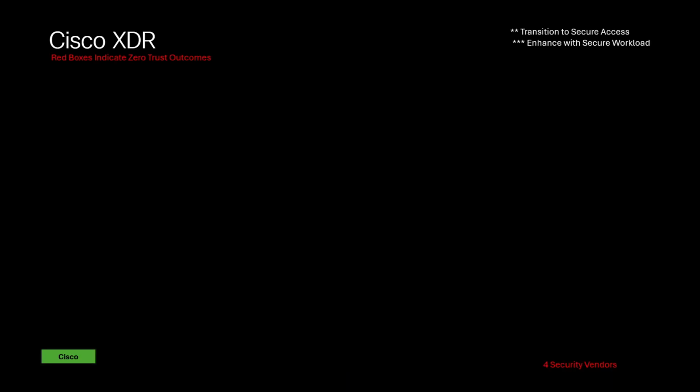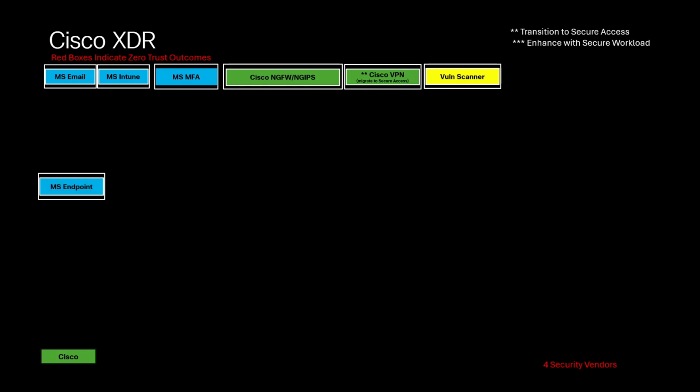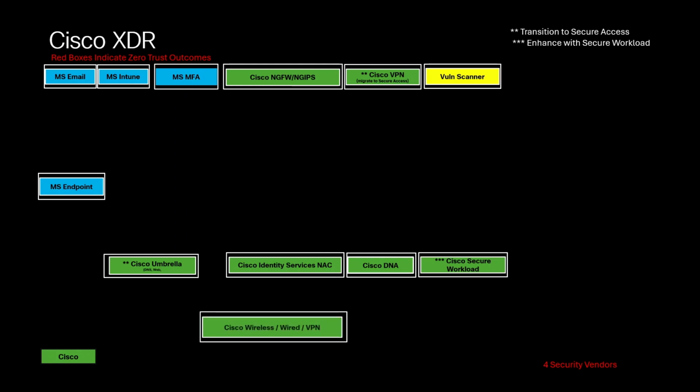Platform-based outcomes with a better together story. So we have Cisco XDR. And let's assume this customer has a variety of capabilities. They have Microsoft Email, Microsoft Intune, Microsoft MFA. They've got Cisco's next generation firewall and Cisco's VPN. They have a vulnerability scanner from another vendor. Now, every color represents a vendor. Microsoft Endpoint. They have Cisco Umbrella, maybe Cisco Identity Services Engine for NAC, DNA Center, and maybe they're leveraging Secure Workload in certain areas. And we've got a Cisco wireless, wired, VPN environment, and a data center running application-centric infrastructure, so ACI.